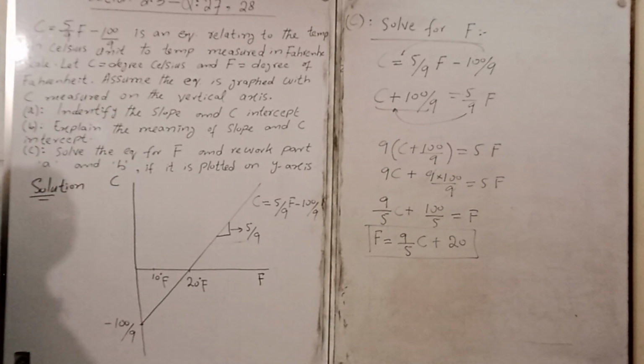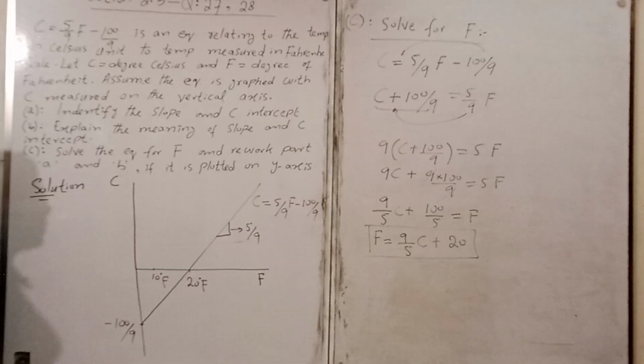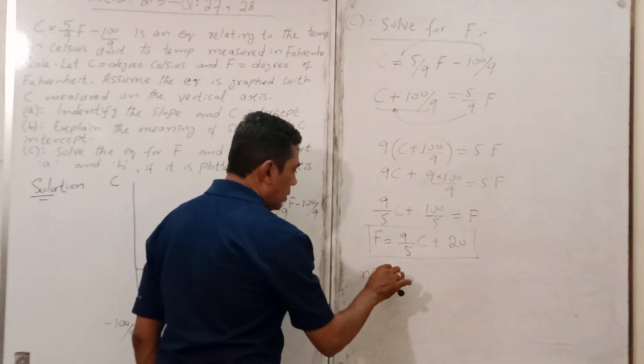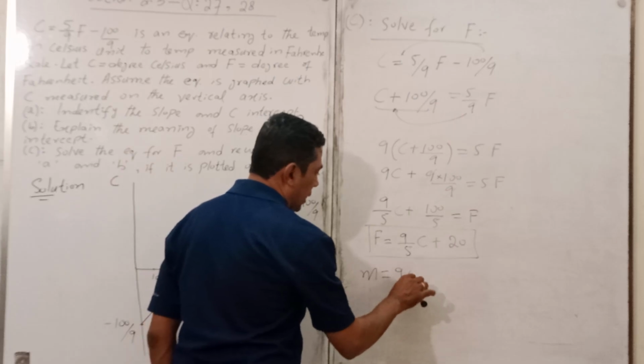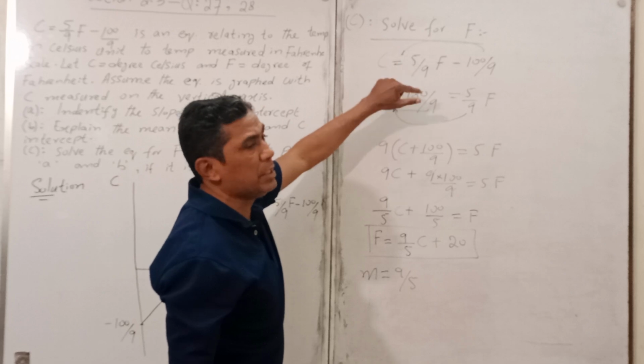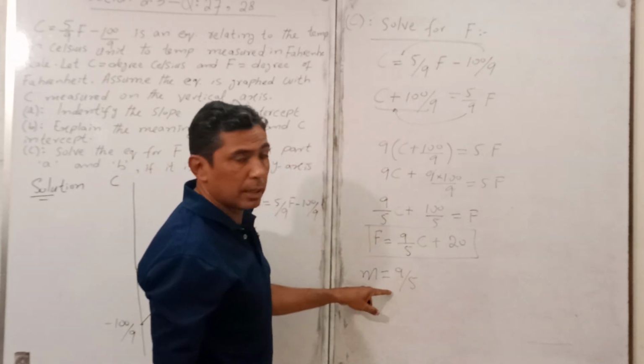Okay, now do parts A and B again. Part A is what? Explain the relationship. What is the slope here? Slope M is 9 over 5. In the previous example, it was 5 over 9. It means it is the reciprocal of that slope value. You can compare here. Clear?